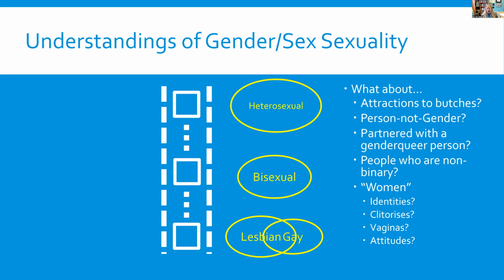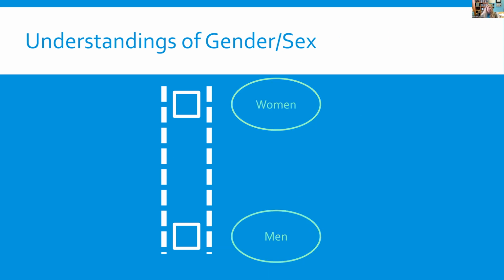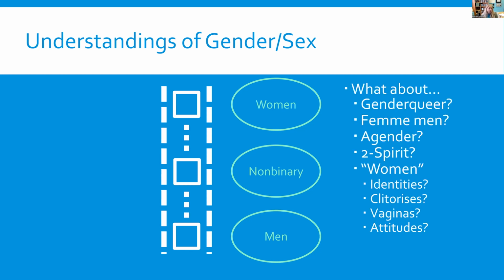Is he attracted to people who identify as women, people who have clitorises or vaginas, people with attitudes that are socially tied to womanhood, and so on? And this is also true for gender sex. So we often ask people to slot themselves into a binary of woman versus man. Sometimes more progressive versions have a third option of non-binary, which situates it as being in the middle of the two or maybe outside the two. It's not always clear. And again, we could ask, if you're genderqueer, where would you mark yourself here? If you were a femme man, how would you indicate that? If you were agender, if you were two-spirit, and again, even if you mark that woman box, what exactly are you communicating with that term?